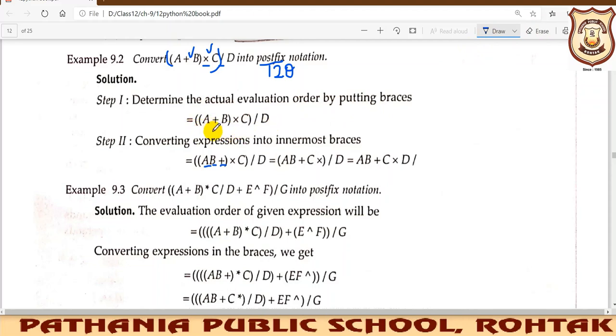Now this whole thing becomes the first operand, this is your operator, and this is your second operand. Again you need to write it like this. How? You will write the first operand. What is the first operand? ab plus. So you have written ab plus, then the second operand, that is 2. Then the operator is multiplication. So this you will write here. This way you have received this part also.